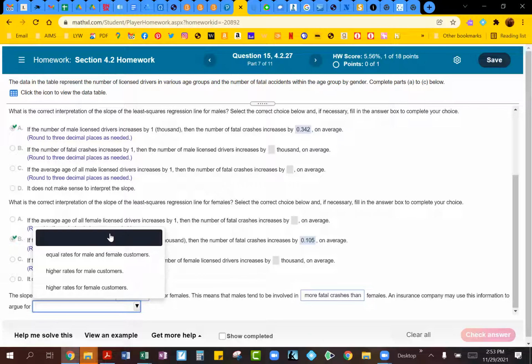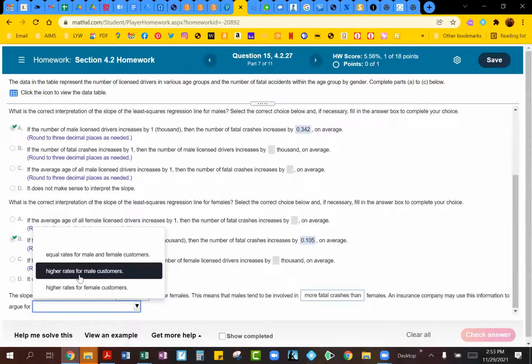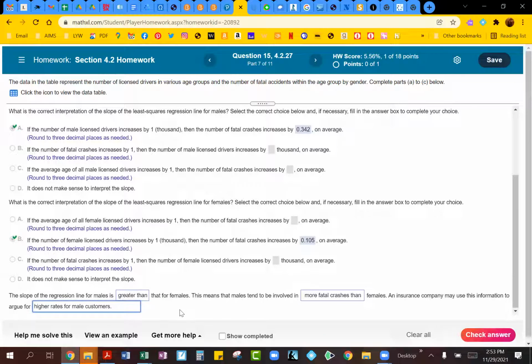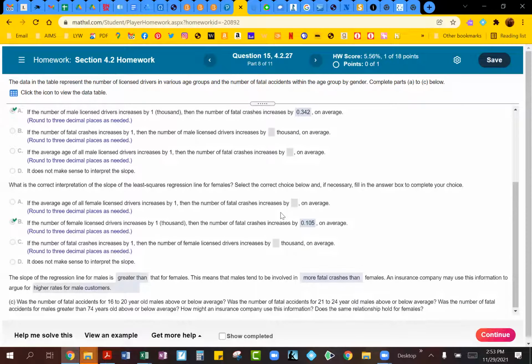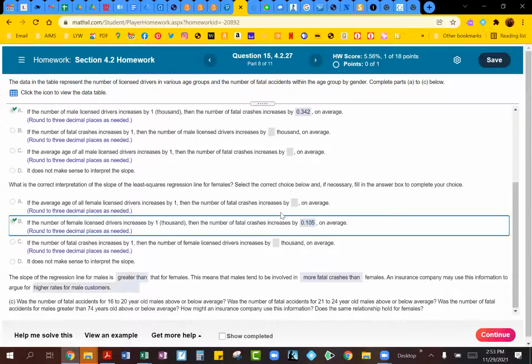Higher for males? Yeah, because if you're seeing a higher crash rate with the males, they're of course going to charge males a higher premium. If it was reversed, then whoever is making more crashes will get a higher premium. So that's kind of what they're having you interpret here with the comparison that you just did.